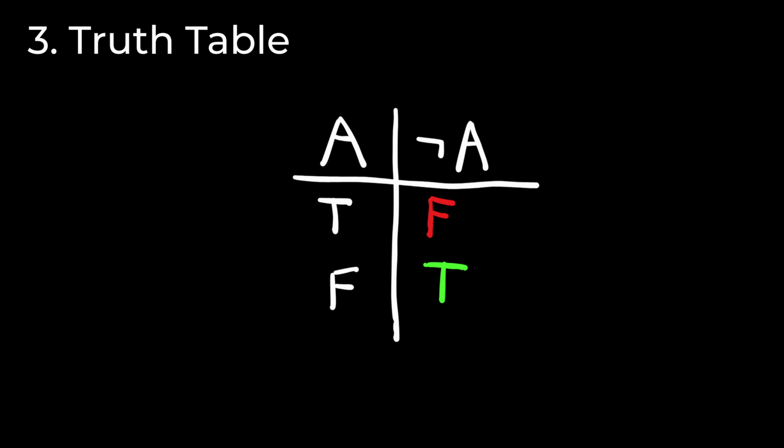Looking at the truth table for NOT statements, you just invert the truth value. So if A is true, then not A would be false, and vice versa.